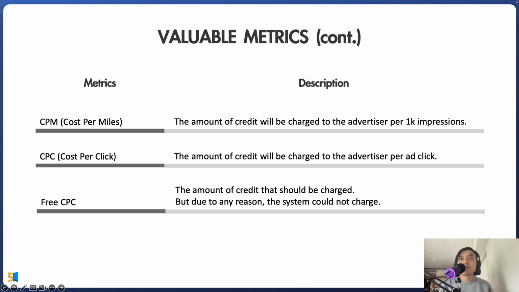And last is free CPC. This is a more technical metric, more for advertiser platforms than for advertisers. Basically, this is the amount of credit that should be charged, but somehow the system cannot charge it for any reason. There could be a fault in the system, a downgrade of performance in the system, or a limit of the system itself. So the system could not charge, and basically the company gives a free charge, a free CPC, to the advertisers.